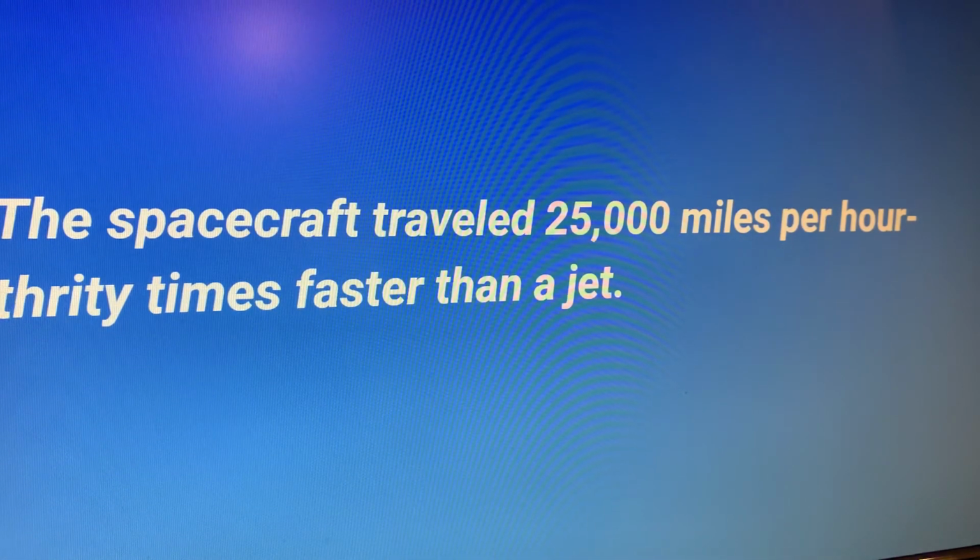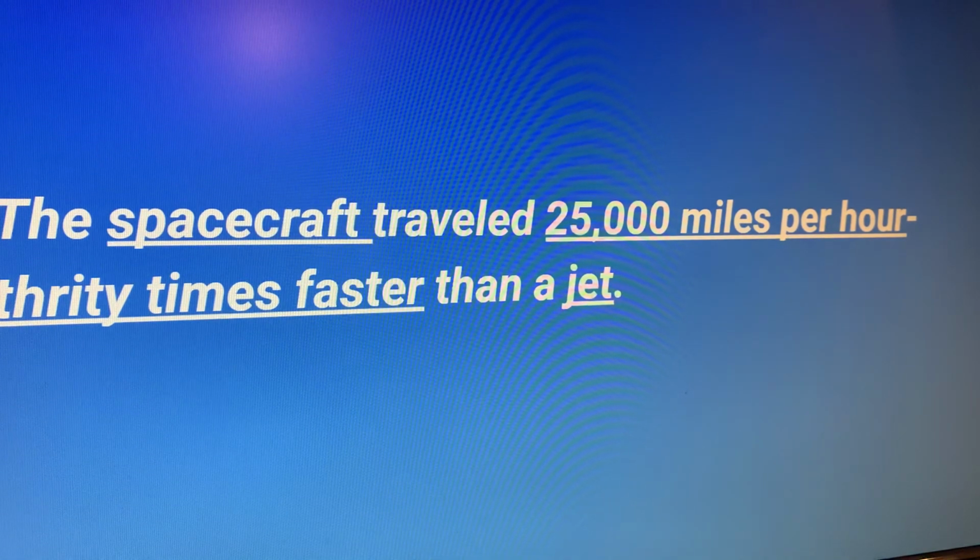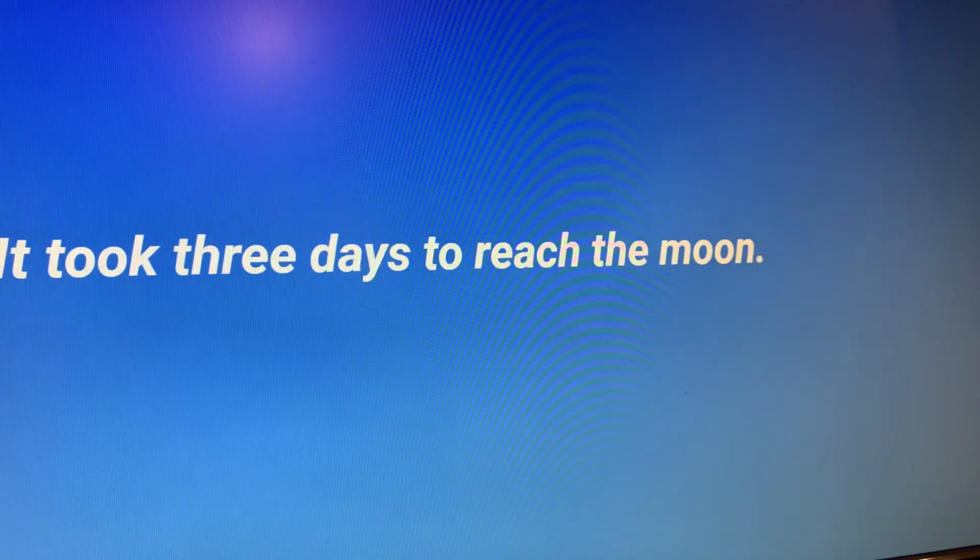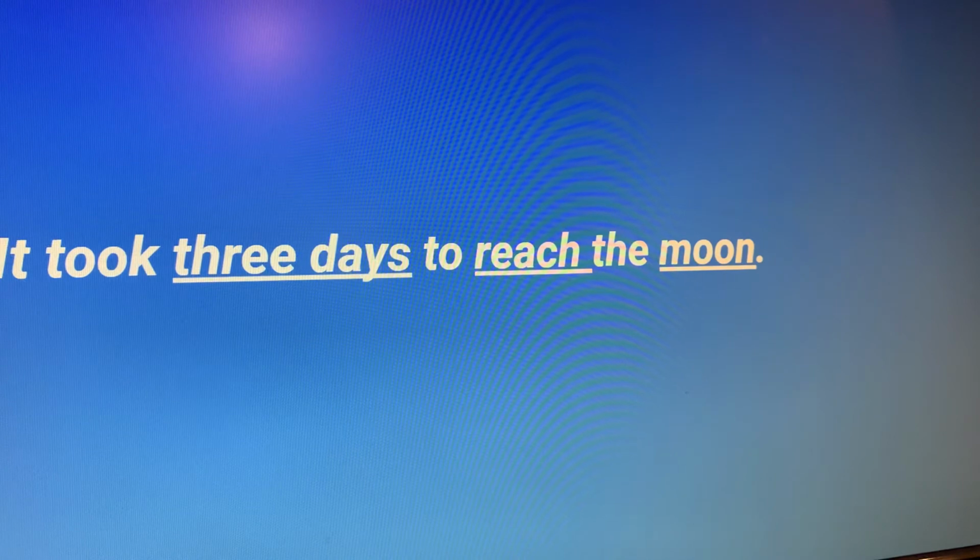The spacecraft traveled 25,000 miles per hour, 30 times faster than a jet. Think for a moment about what the key pieces of information are here. Go ahead and underline spacecraft, 25,000 miles per hour, 30 times faster, and underline jet. It took 3 days to reach the moon. Underline 3 days, reach, moon.